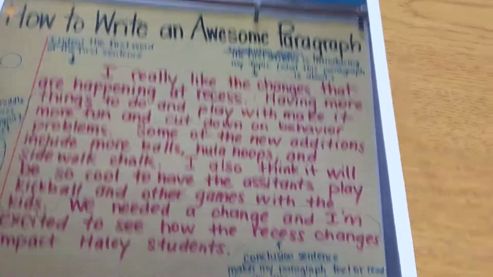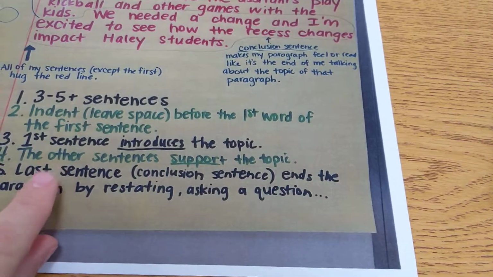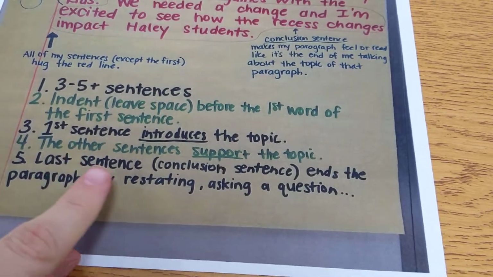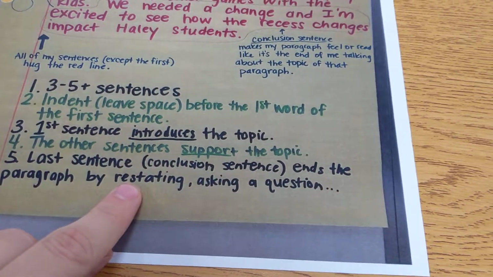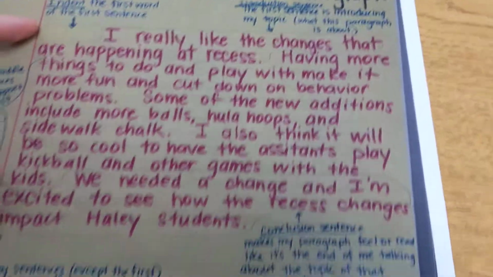All right, so next thing, the other sentences support the topics. They go off the first one. And then the last sentence is your conclusion sentence. It ends the paragraph. Sometimes you might restate what you said in the first sentence, or you might ask a question. So let's read my awesome paragraph.